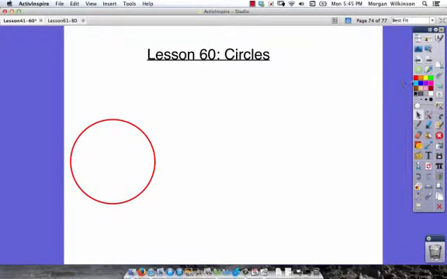When we talk about circles, there's some different measurements that we need to be comfortable with. The first measurement is the distance around the outside of the circle. It's kind of like the perimeter of the circle, but perimeter is for polygons. So the distance around the outside in red, that's called the circumference.